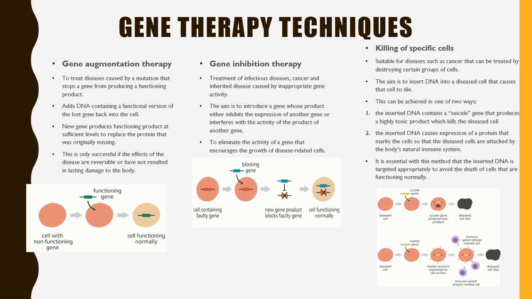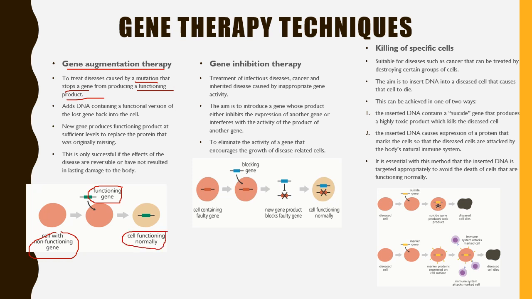In the first technique, which is gene augmentation therapy, the aim is to treat diseases caused by a mutation that stops a gene from producing a functioning product. Basically, in this technique, the cells which have the non-functional gene will be inserted with a functional gene, and this will cause the production of product which will help the cells to function normally.